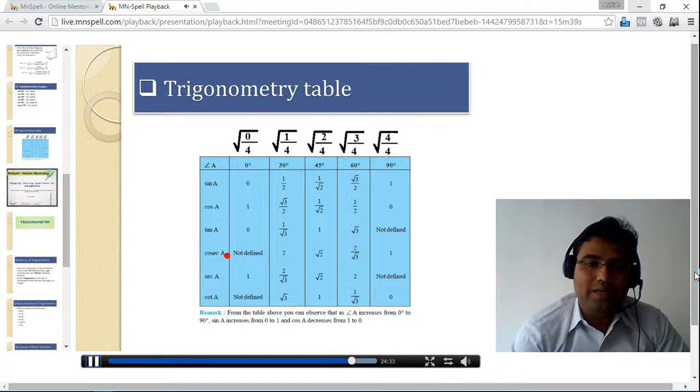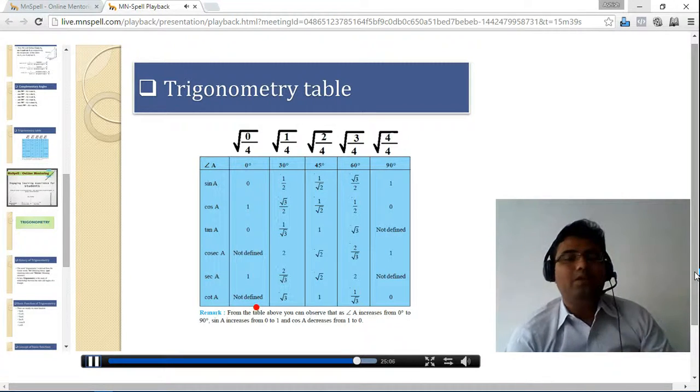Now take the reciprocal of cos 30, which is root 3 upon 2; take the reciprocal of that, so 2 upon root 3 will give the value of sec 30. Now take the reciprocal of 1 upon root 2, which will be root 2, the value of sec 45. Now take the reciprocal of cos 60, which is 1 upon 2; it becomes 2, giving the value of sec 60. Now take the reciprocal of 0. When we take the reciprocal of 0, it means 1 upon 0, which gives the value undetermined.